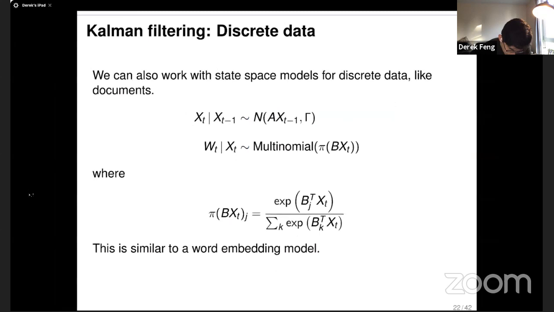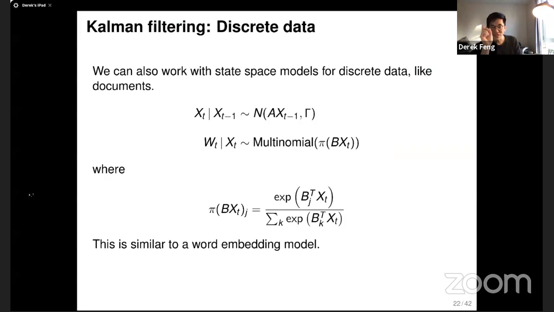All right, so we're almost at the point where I can say the words recurrent neural networks. I think I have 5 minutes left, so it's almost perfect timing, right? So let's look at this.